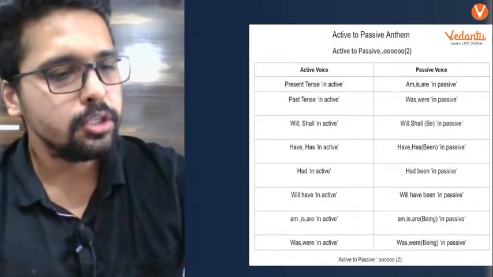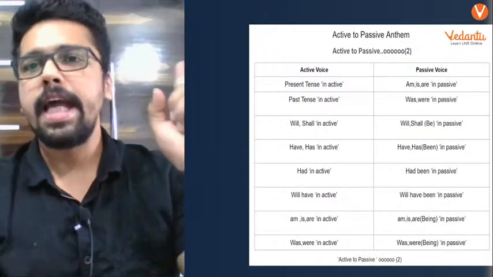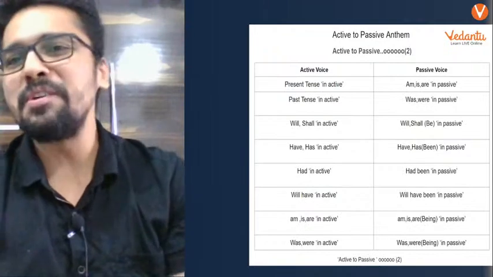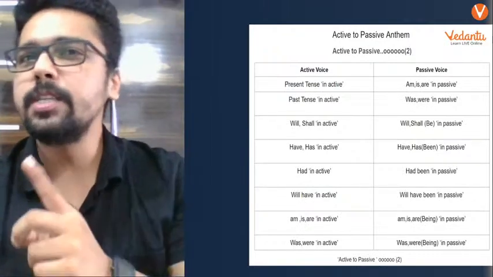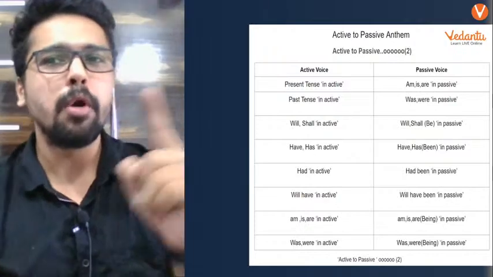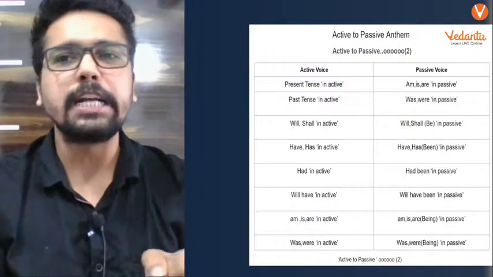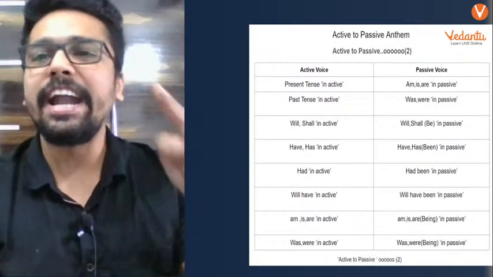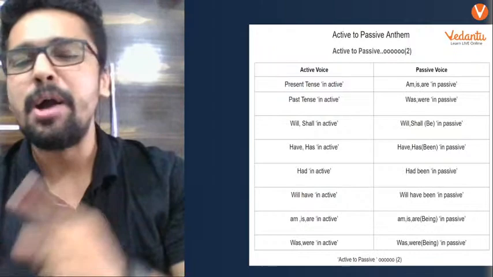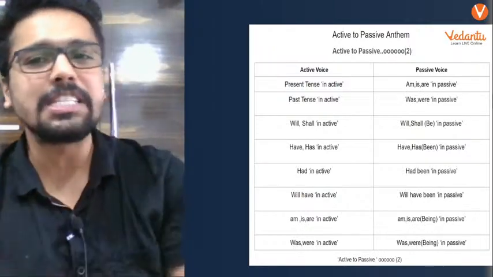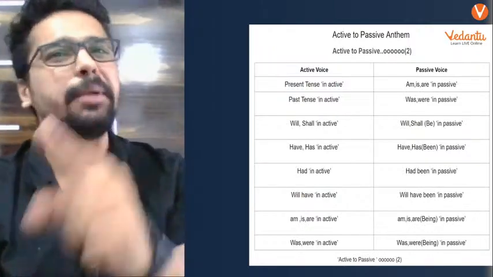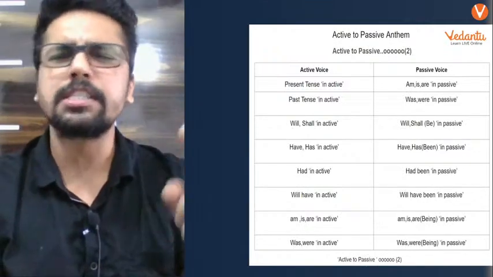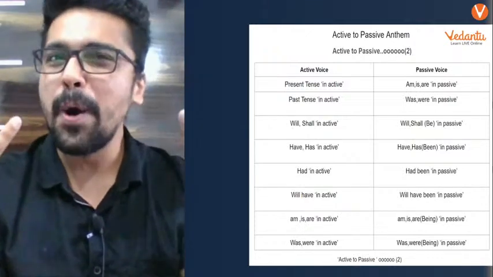Let's start. One, two, three. Active, say, passive, cut. Present tense in active, am is are in passive. Past tense in active, was were in passive. Will shall in active, will shall be passive. Have has in active, have has been passive. Had in active, had been in passive. Will have in active, will have been passive. Am is are in active, am is are being passive. Was were in active, was were being passive. Active to passive. Yo!